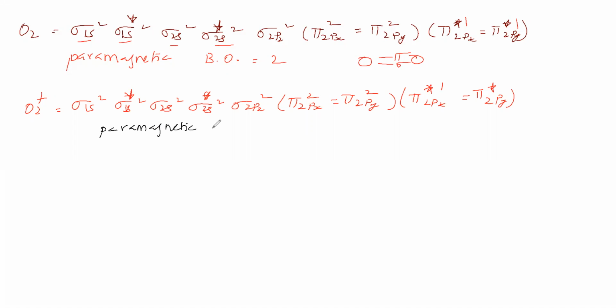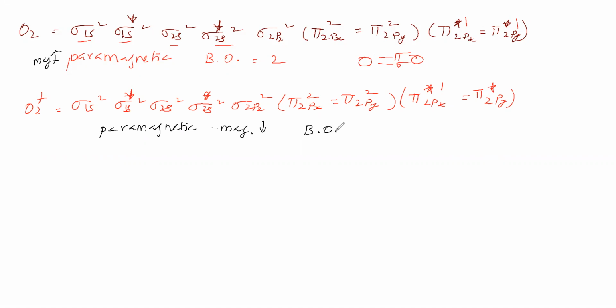Here, regarding the magnitude of paramagnetic nature, for O2 plus this magnitude is low, and for O2 the magnitude is high. For O2, the paramagnetic nature is more because of two unpaired electrons. For O2 plus, the paramagnetic nature is less because of one unpaired electron.